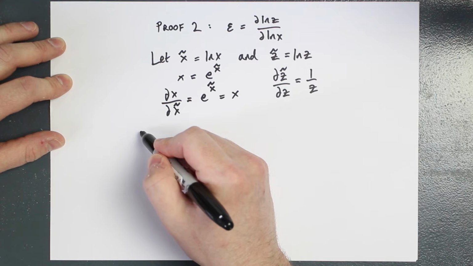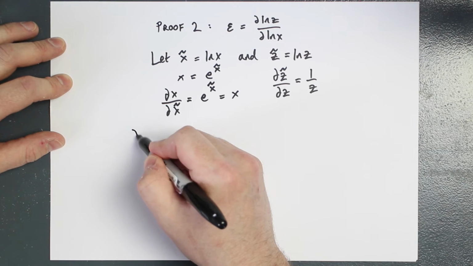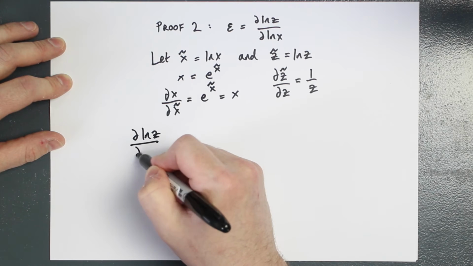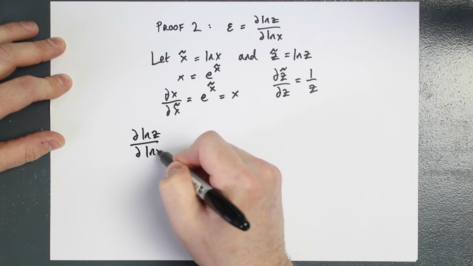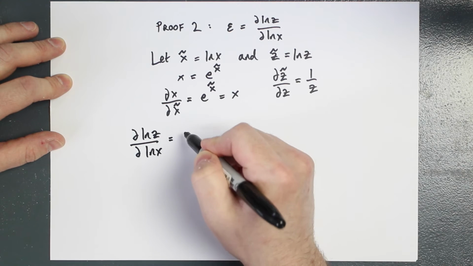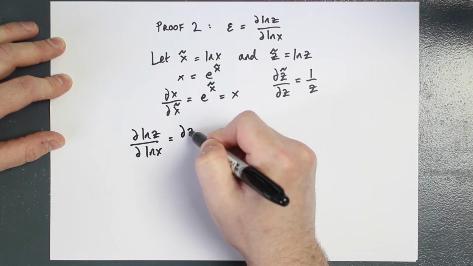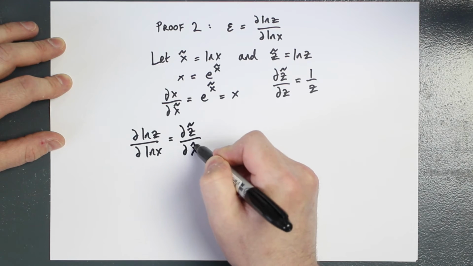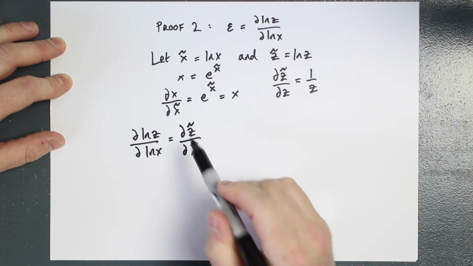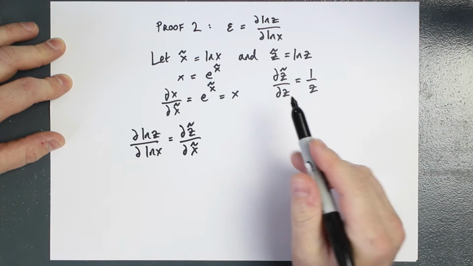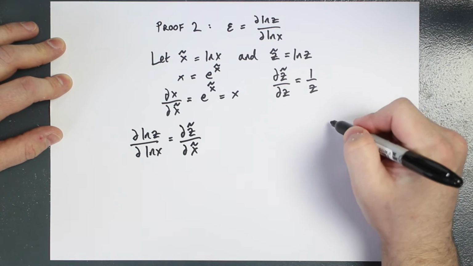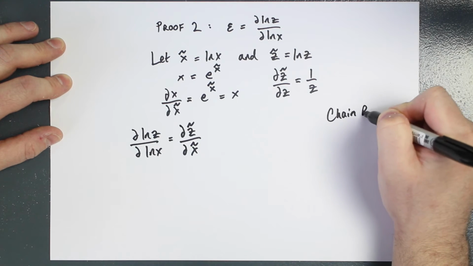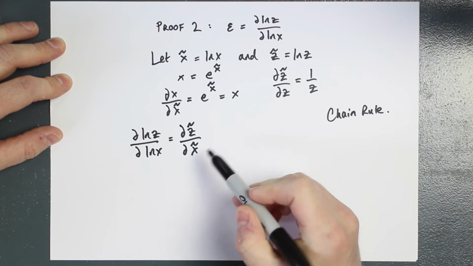So now let's attempt this formula for the partial derivative of log z with respect to log of x. And using our change of variable, this is the partial derivative of z tilde with respect to x tilde. Okay, so that's just renaming the variables. Now I'm going to use the chain rule, which is going to be our best friend. Okay, I'm going to form a chain.